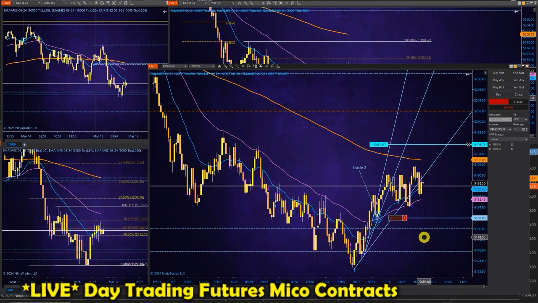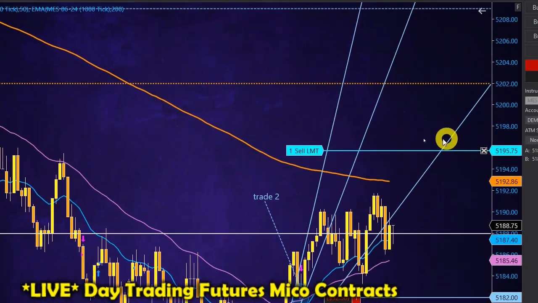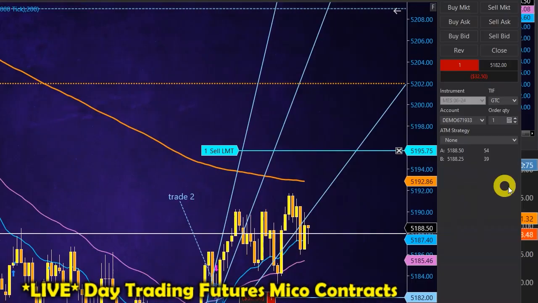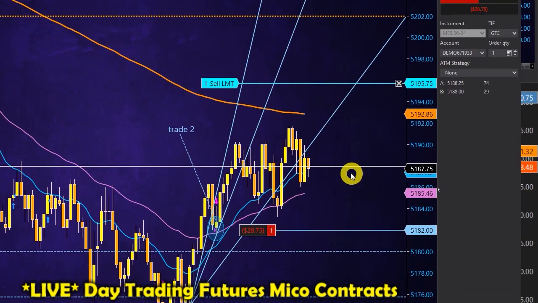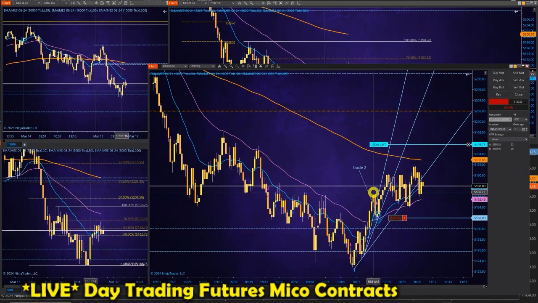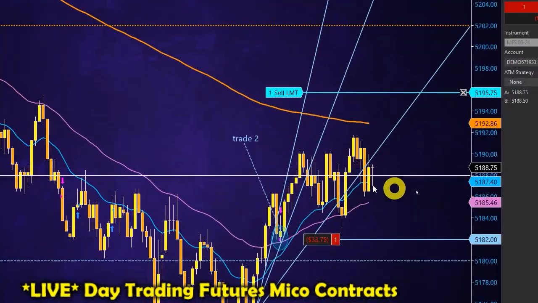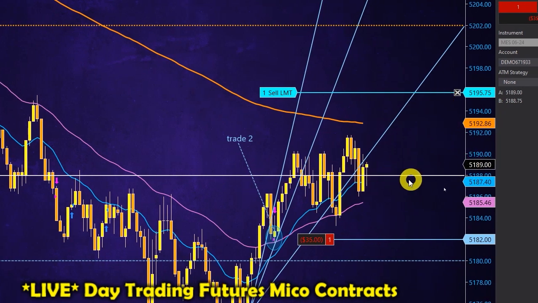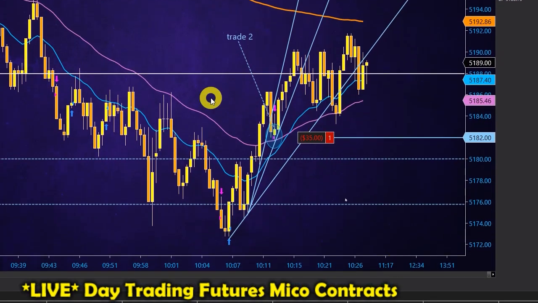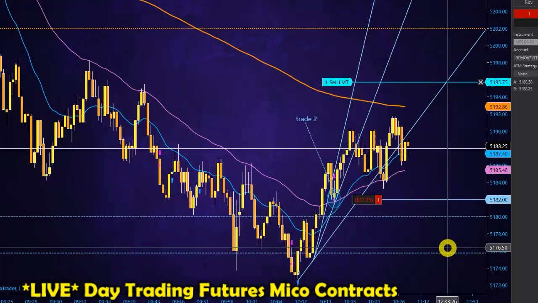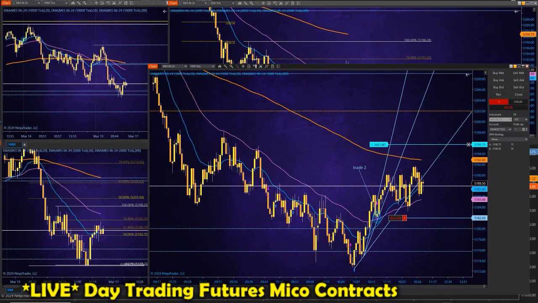What I'm hoping is that it could sweep up here, get me in, and then continue to head back down to this area. There seems to be some kind of attraction level here where at least I could break even. And then if it goes back down below the previous day, we'll be in the green. But the risk management's already in place. No more than $100 on this trade.